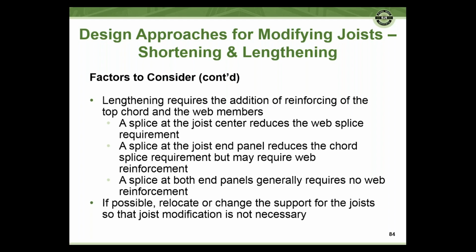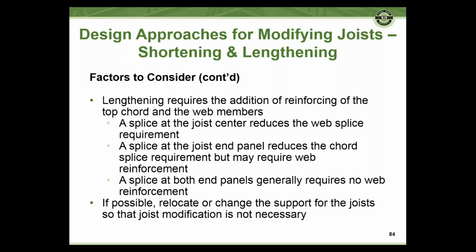Typically, the best idea, if you have to lengthen it, is to lengthen it at the very ends of the joist. Those end panels usually have lower axial forces in them. So if you have to reinforce it or extend it, it's usually better to extend it at the ends as opposed to doing it at the center of the joist.